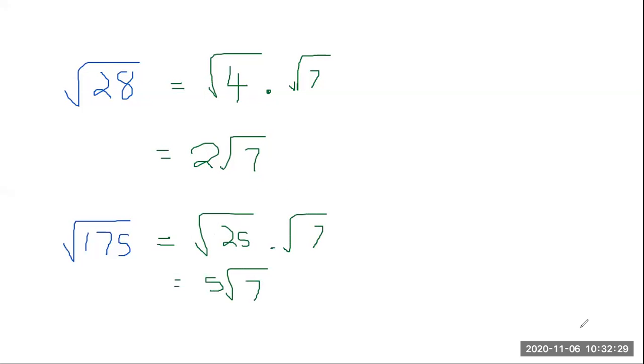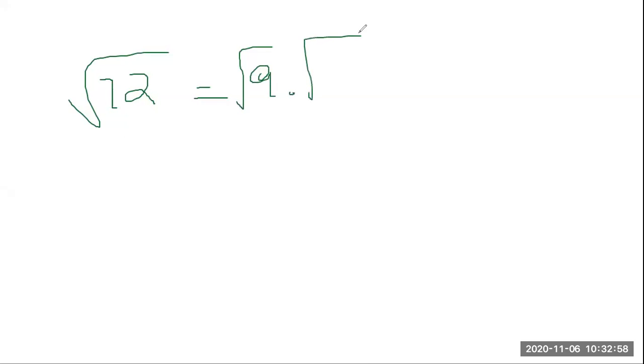Next question. Let's do the square root of 72. There it is. The square root of 9 times the square root of 8, because 9 times 8 is 72. 9 is a perfect square, 8 isn't. So the answer for this is 3 square root 8. And that's how you simplify radicals with perfect squares. If you have any questions, let me know.